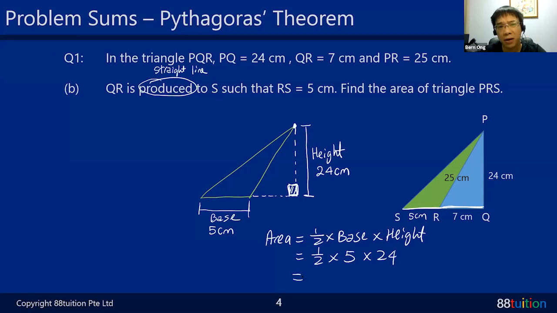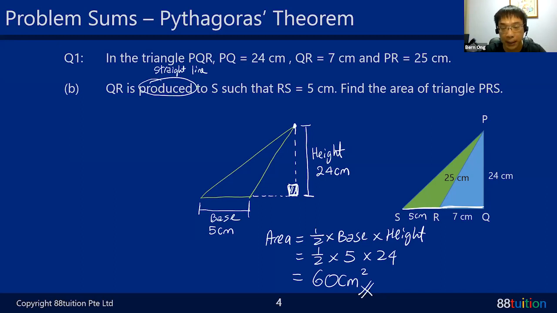Half times 5, very hard to times. So I purposely take half times 24 first. Half times 24 will give me 12. 12 times 5 will give me 60. 60 what? Units, you must write cm squared. And this is your answer. All right, this is your answer. Hopefully this one is easy.